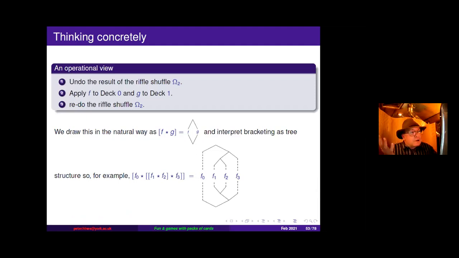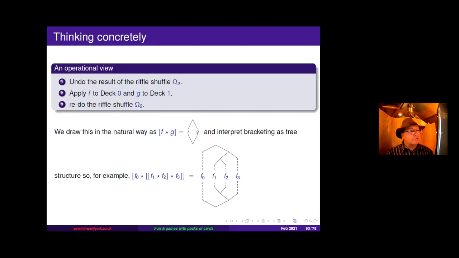So, thinking concretely, operationally, we undo the result of the riffle shuffle, we apply F to deck 0 and G to deck 1, and then we redo our riffle shuffle. We're going to draw this in a very natural way, and we're going to interpret bracketing as tree structure, and it's fairly straightforward where we're going from here, and what we wrote down as alpha earlier is indeed the associator for this semi-monoidal tensor.